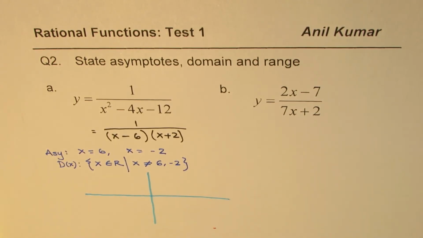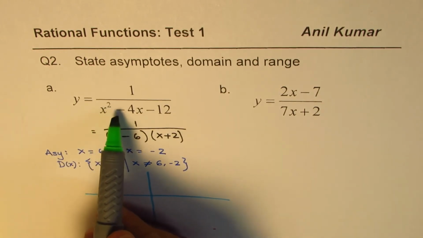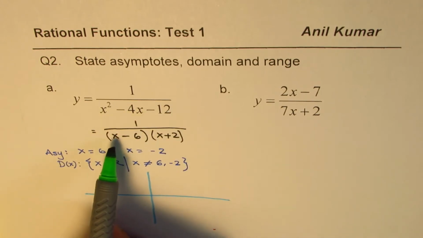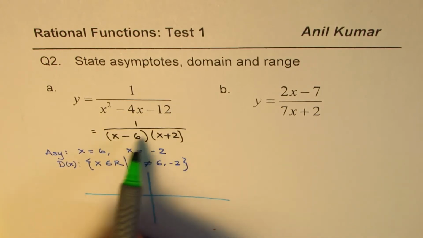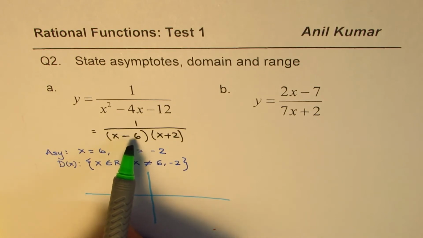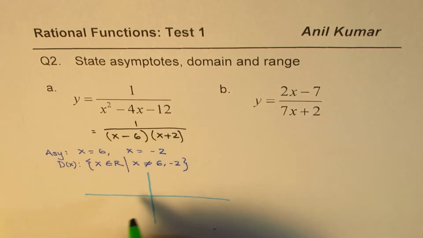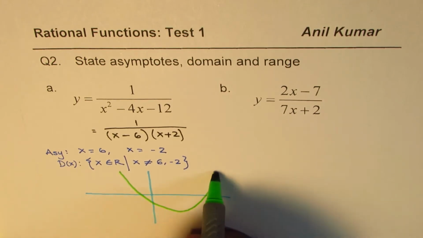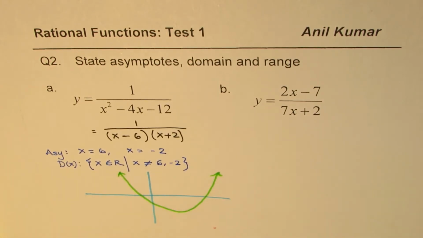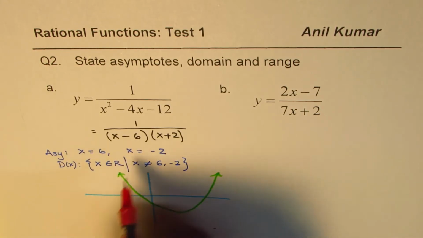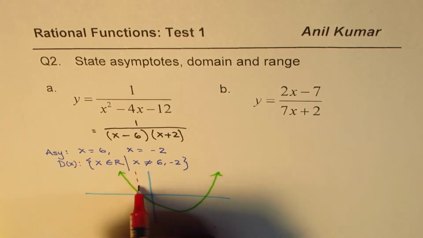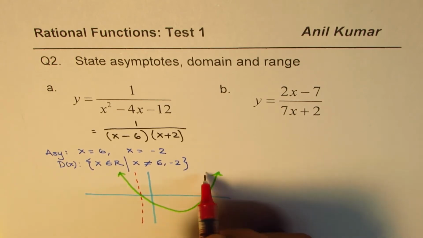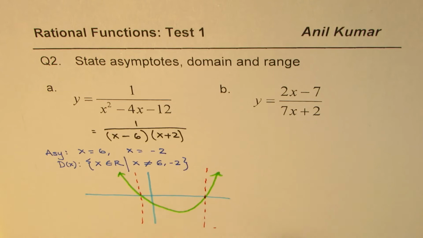What we will do here is sketch the parabola x squared minus 4x minus 12, which is x minus 6 times x plus 2. That means we're talking about two zeros which are at 6 and minus 2. This parabola opens upwards. So the parabola is kind of like this, right? As we identified vertical asymptotes, this is at minus 2, this is at plus 6.